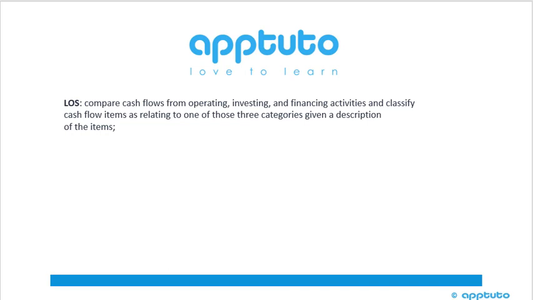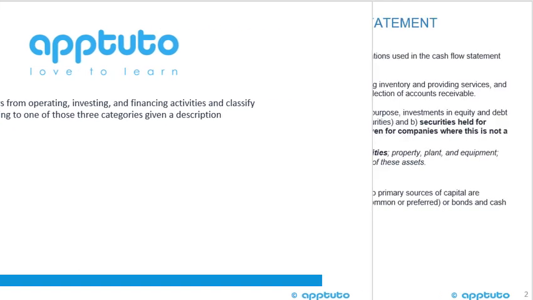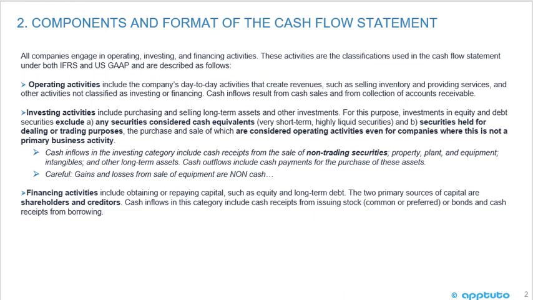This LOS is compare cash flows from operating, investing, and financing activities and classify cash flow items as relating to one of those three categories given a description of the items. Components and format of the cash flow statement.